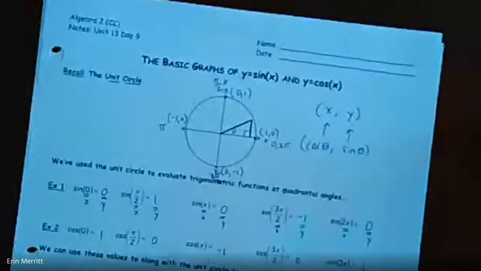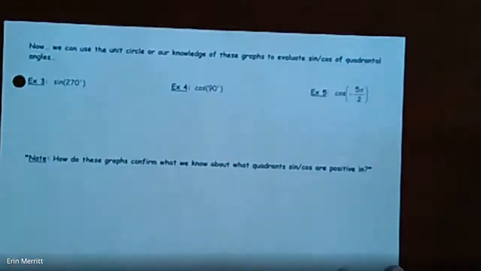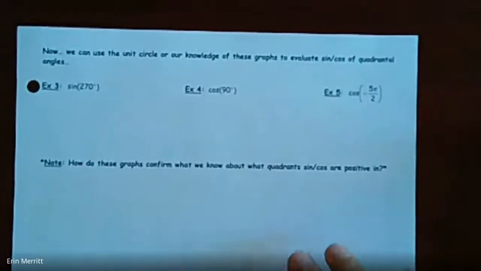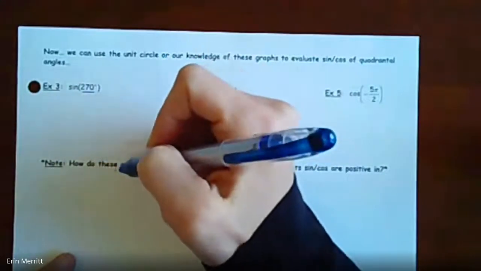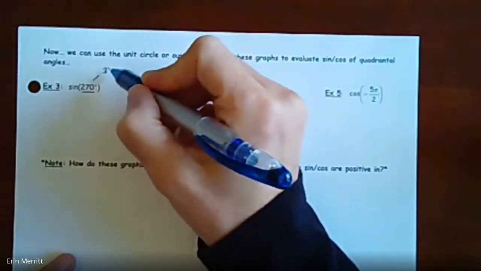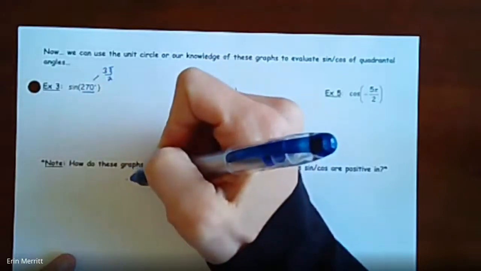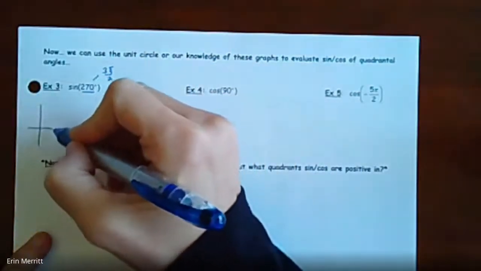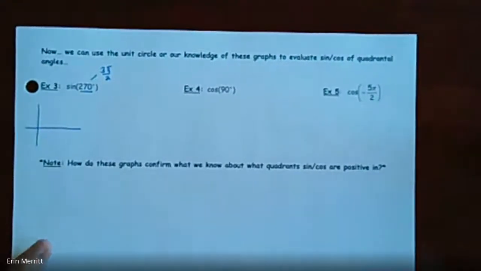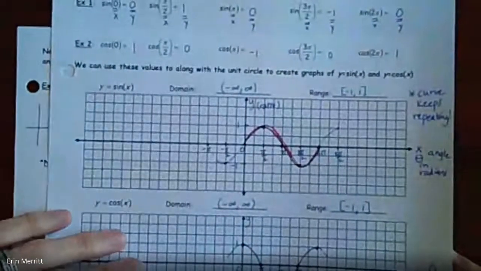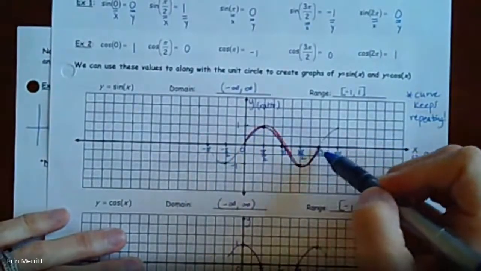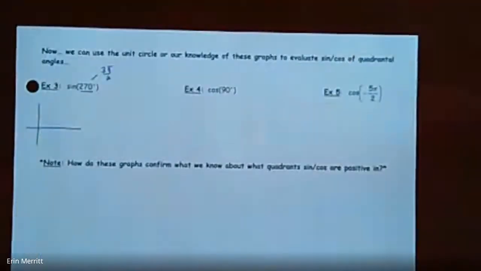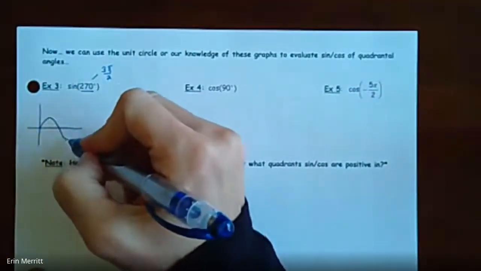So when we flip over to the next page, it's saying, how can we use the unit circle or the knowledge of the graphs to evaluate sine or cosine? This is just another way to do it. So anytime you're trying to evaluate for a quadrantal angle, remind yourself 270 is the same as 3 pi over 2. So what I could do is think about the sine curve. Now that means you're going to have to be able to recall what the sine curve and the cosine curve look like. The sine curve starts at 0, goes up and down, and then comes back to 0 again. So if I sketch that, it goes up and down and comes back.